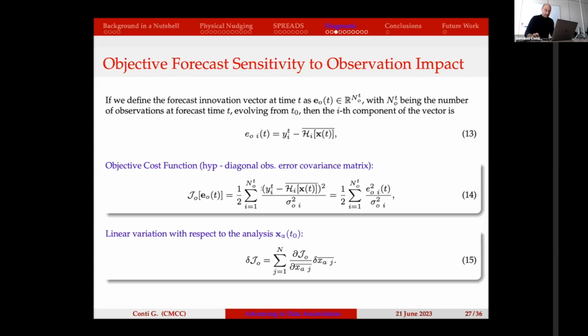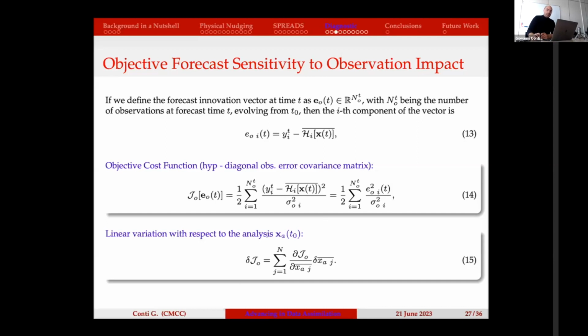These quantities were introduced by Carla and then Cardinali, and then we use this objective function. We also want to not only understand if the forecast is degrading or improving, but, as I will show you, connect this quantity to another interesting and important quantity, the observation influence. Step by step, now we have this error, this objective cost function.